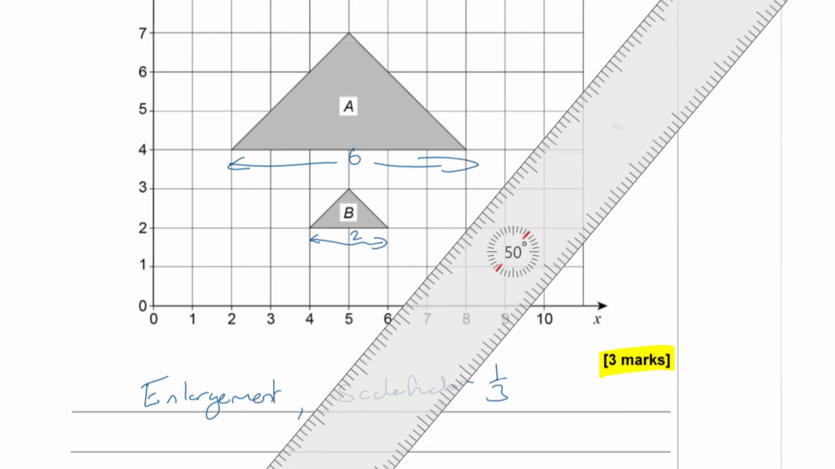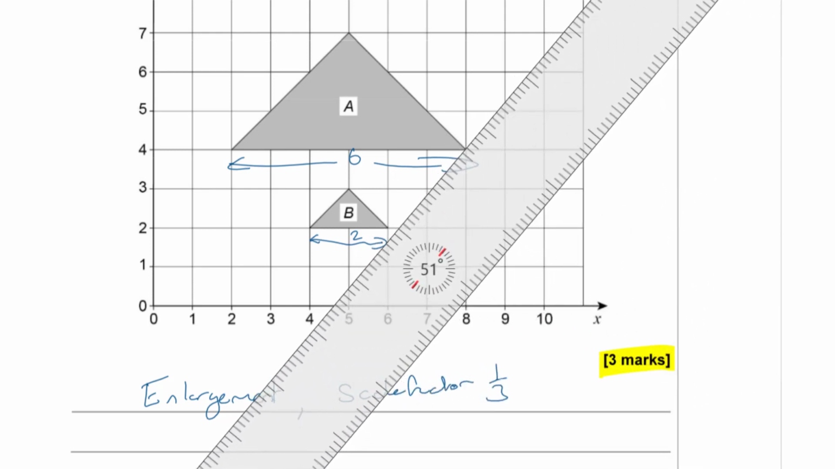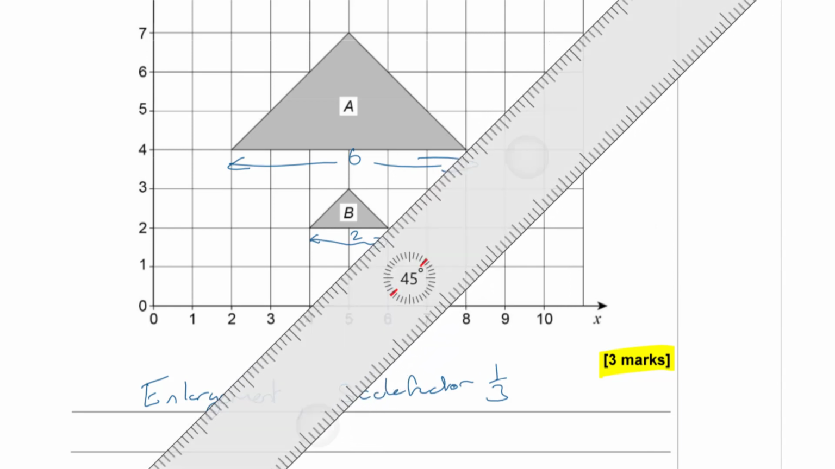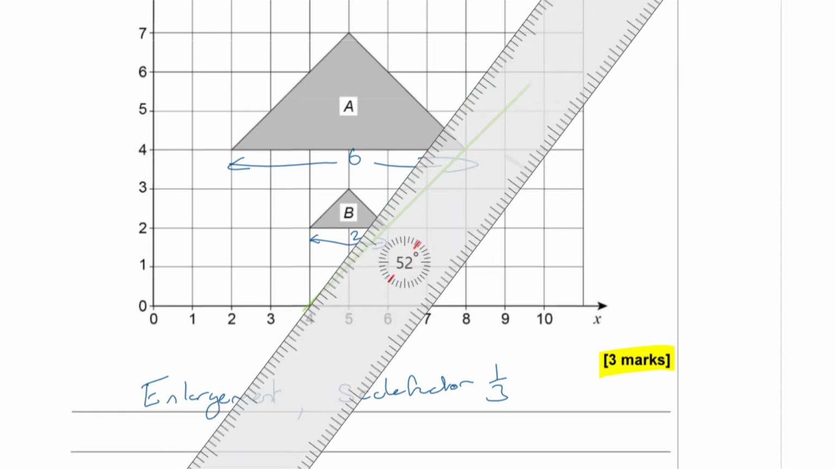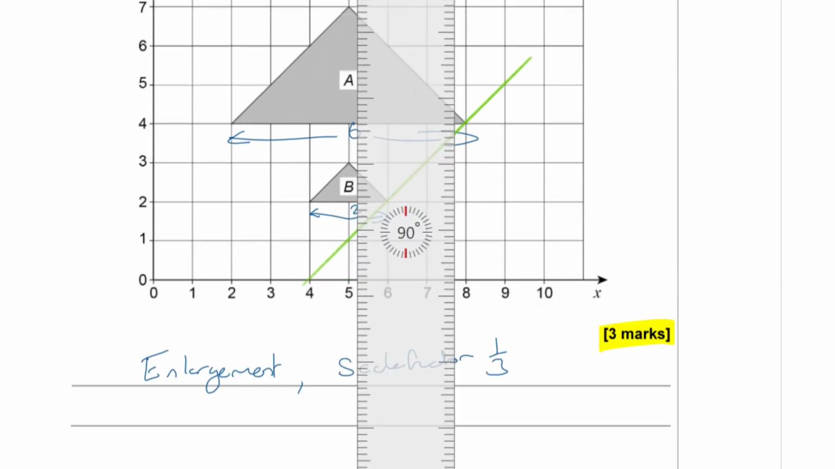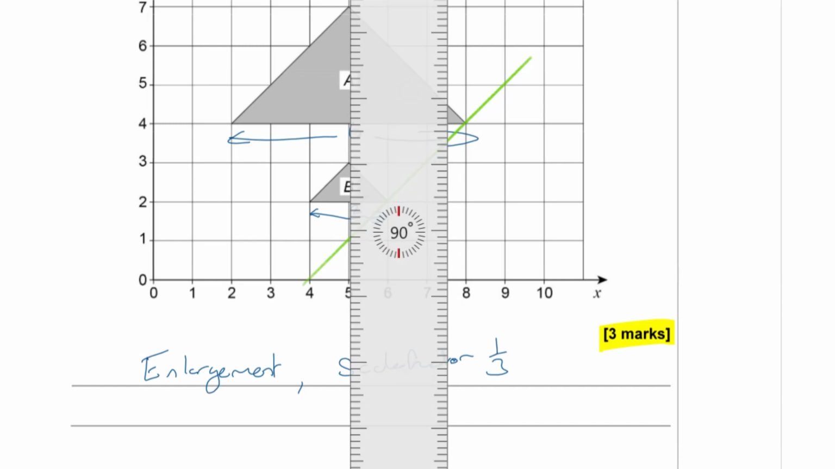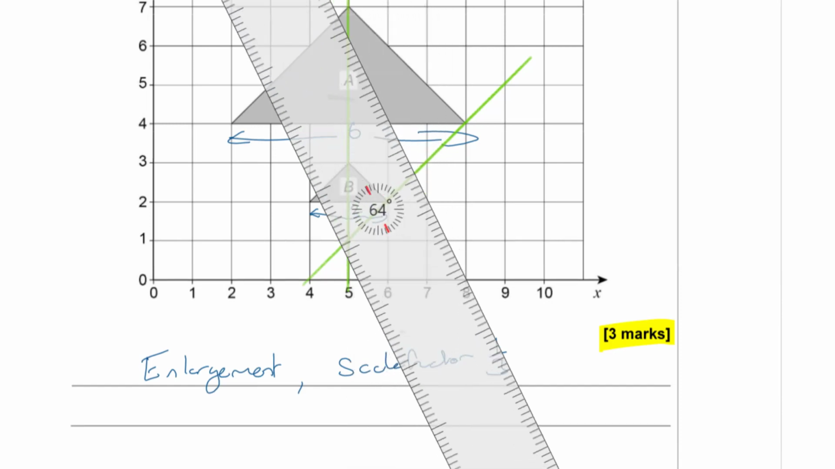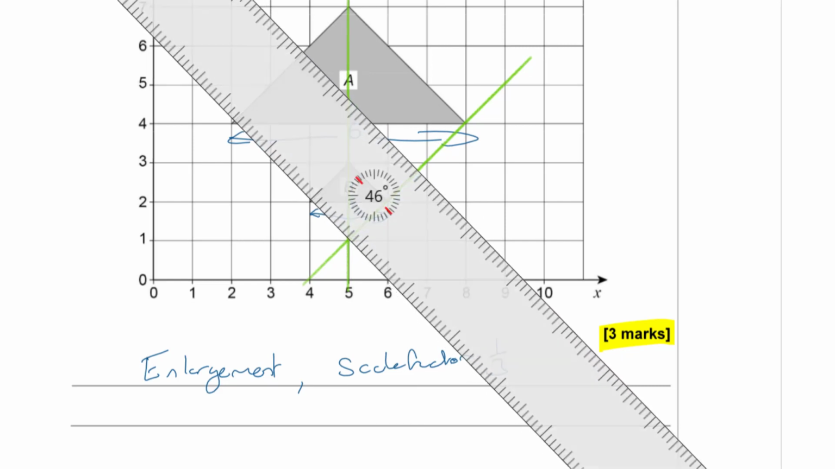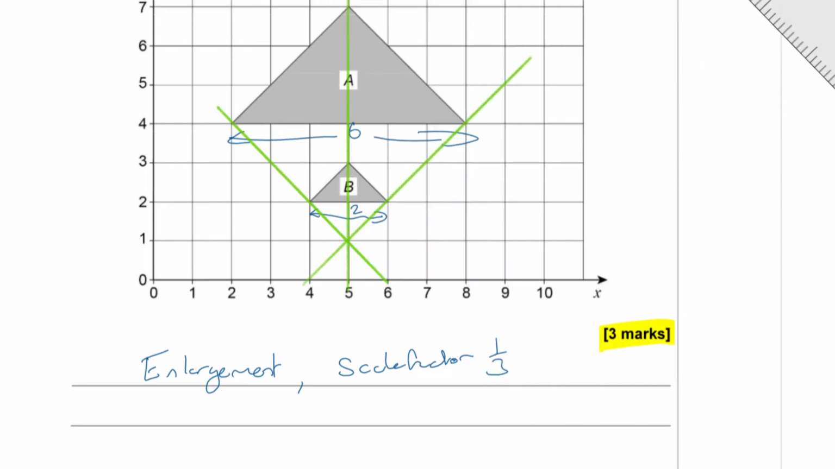So find pairs of matching points on your object and image and draw a line through them. So there's one. There's my first ray line. Tops of the triangles. Tops of the triangles are here. Second ray line, and there's another one here. Two's normally enough, but let's just do one for luck. You'll find that they all kind of converge on one point, and that will be your center. So here, that's the center of enlargement there.